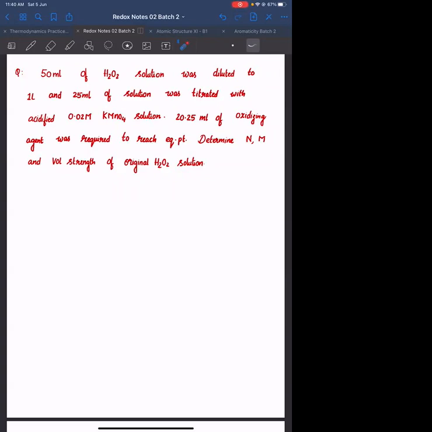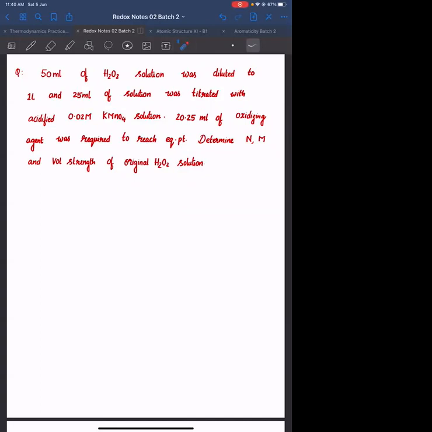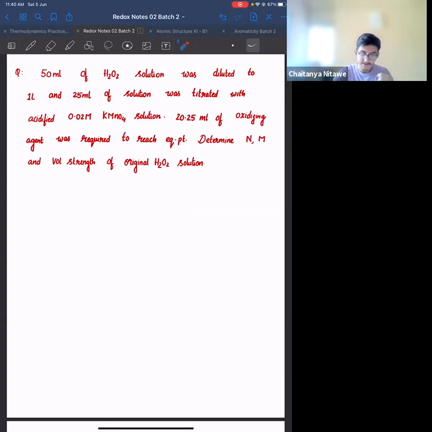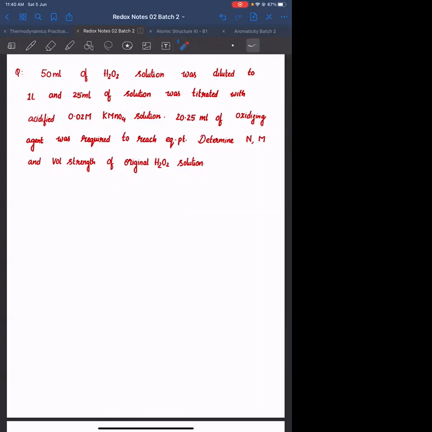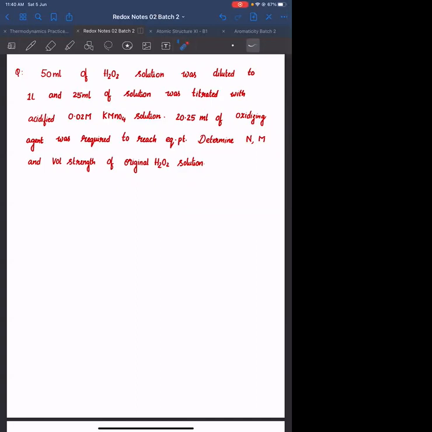Molarity 0.810, 1.620. Once again, normality is 1.62 and molarity is 0.81. Very good. Volume strength: 0.81 into 11.2. कितना होगा वो? It's the right answer.